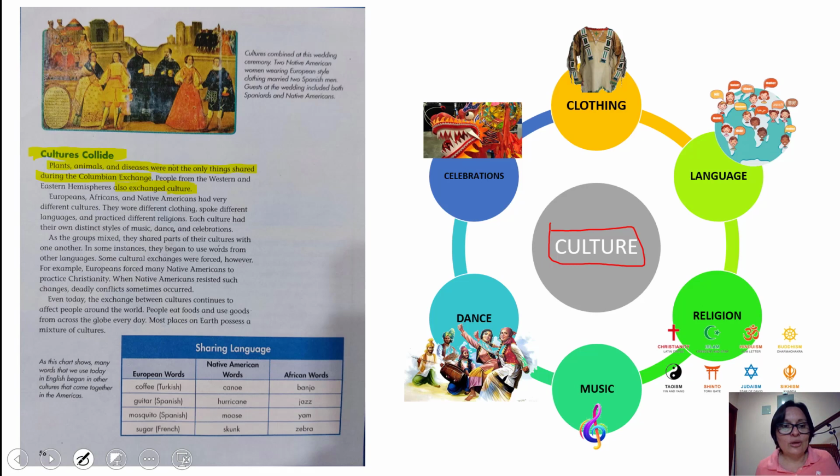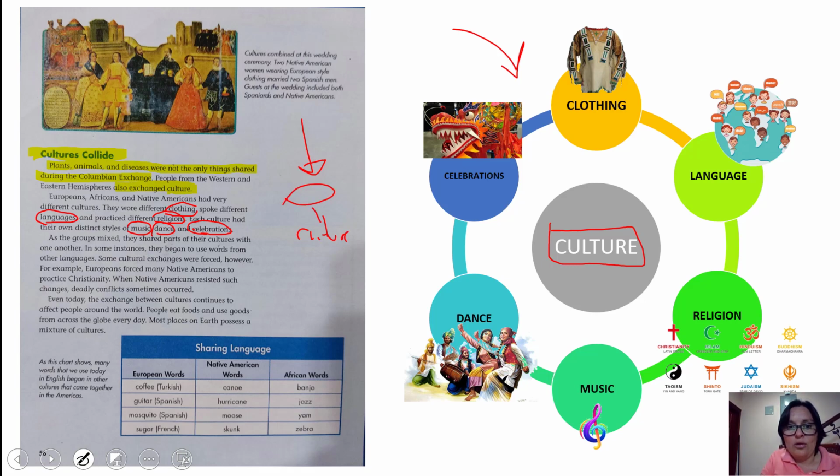So I want you to circle here in your books, what is culture? They were wearing different clothing, that is culture. Different languages, that is culture also. Different religions. And also music, dance, and celebrations. If you can, it will be nice if you can draw this mind map in this space. Okay, you can do that, culture, and write that culture is clothing, language, religion, music, dance, and also celebrations. You can do that in this space in your book for you to remember better what is culture.